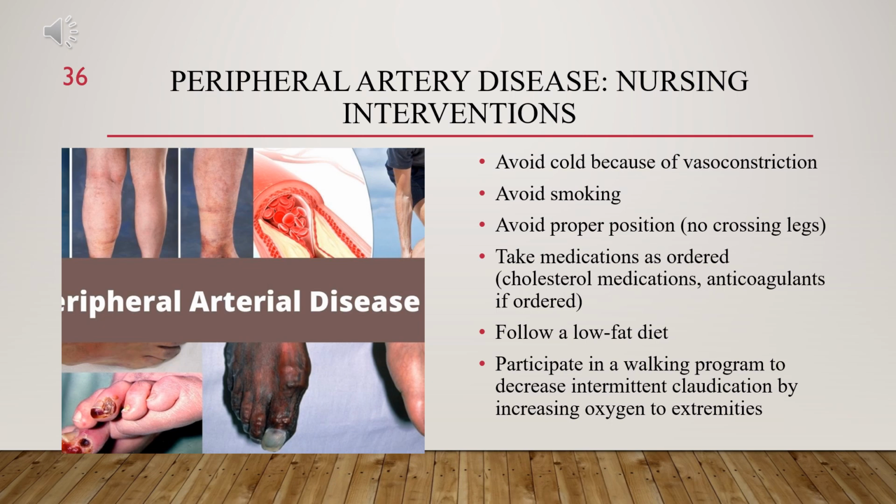Some more nursing interventions with peripheral artery disease. We want to avoid cold because we do not need any more vasoconstriction. We're going to teach our patients to stop smoking because that causes vasoconstriction. We're going to teach them how to position themselves properly, so we're not going to cross our legs because, again, that's going to impede blood flow. We're going to take our medication as ordered, such as cholesterol medications and anticoagulants if ordered. We're going to follow a low-fat diet because we do not need any more plaques in those arteries. And we're going to participate in a walking program to decrease that intermittent claudication by increasing oxygen to the extremities.